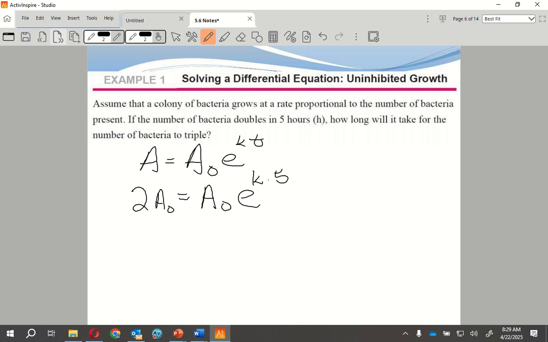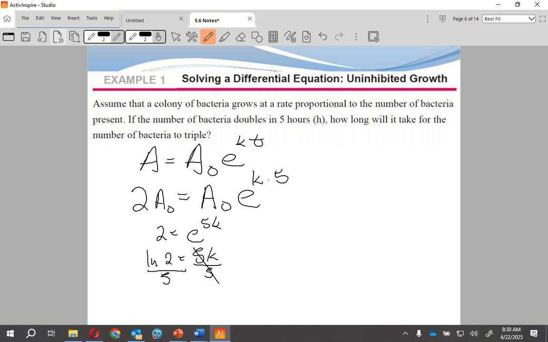Let's do a little math. Divide both sides by A sub naught. I should get 2 is equal to e to the 5k. Algebra-wise, how do I get rid of that e? How do I undo an e? I get ln. ln both sides, so ln of 2 is equal to 5k. Divide by 5. k is equal to ln 2 divided by 5.